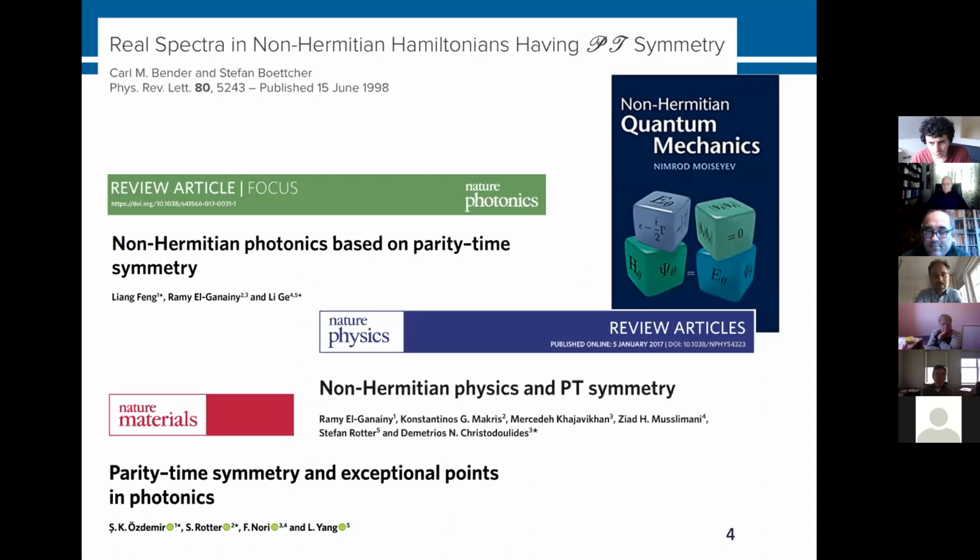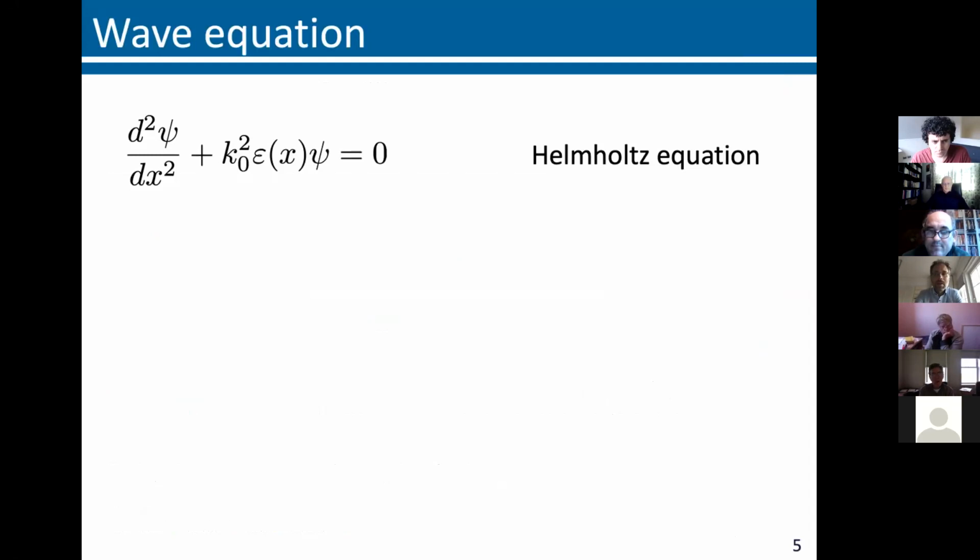Okay, so let me start with the physics. What we are trying to do is construct waves that don't scatter. So let's start with the most simple system that we can think of. Let's take a one-dimensional space and let's solve the Helmholtz equation for the electric field component psi, which is, for example, one scalar component of the electric field in 1D.